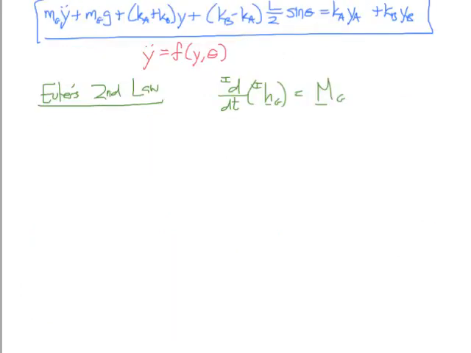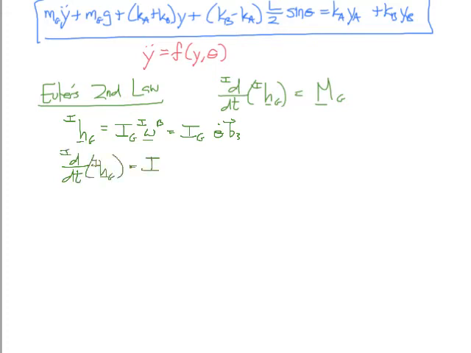Let's apply Euler's second law to the system. This will give us our equation of motion in the rotational degree of freedom. The angular momentum about the center of mass is equal to the moment of inertia multiplied by omega of the body frame as observed in the inertial reference frame. This is equal to the moment of inertia, which is a scalar, times theta dot in the B3 direction. The time derivative of this expression is the moment of inertia multiplied by theta double dot, the only differentiable term in the B3 direction.